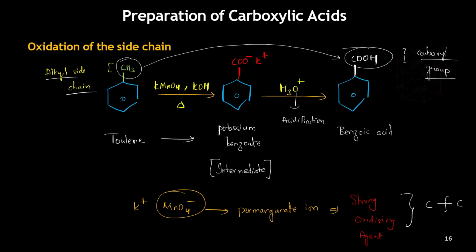I mean, there will be so many intermediates. You may think that CH3 here and CO are intact, but actually they break and undergo reaction and finally attach here. So I'll not be going into the detailed mechanism, but just remember this. Whatever the alkyl side chain is there, it will convert into the carboxyl group with an intermediate, that's potassium benzoate. For forming the intermediate, we'll be using KMnO4, KOH. For forming the benzoic acid from the intermediate, we will be using acidification. So this acidification will replace the potassium ions with the proton. So that's how it will turn out to be COOH.